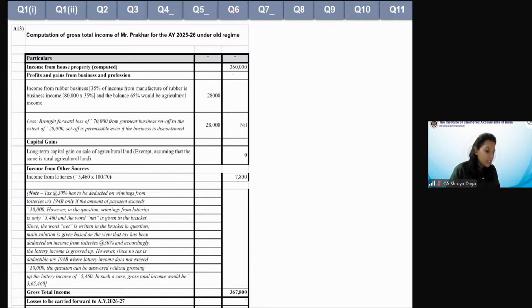Okay. He has income from rubber business. Rubber business, there is some element of agriculture. What is the percentage involved? Who will tell me what percentage of rubber business income is deemed to be business income?